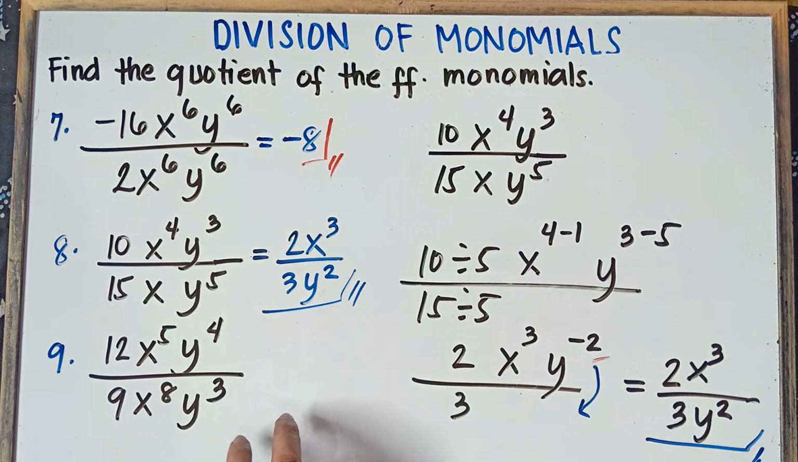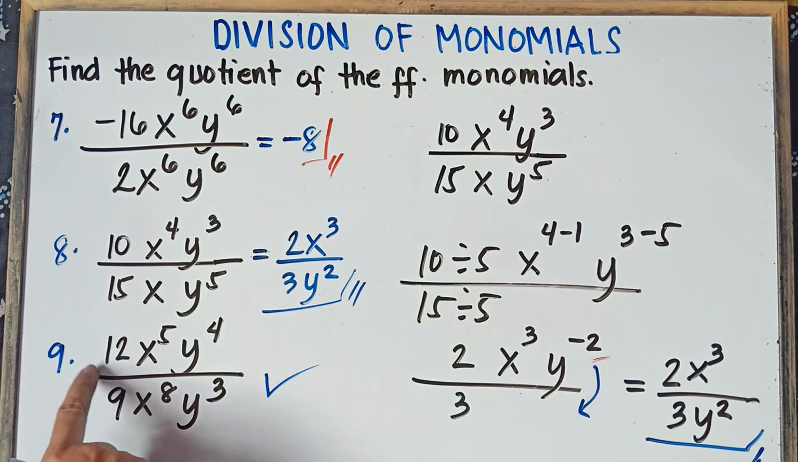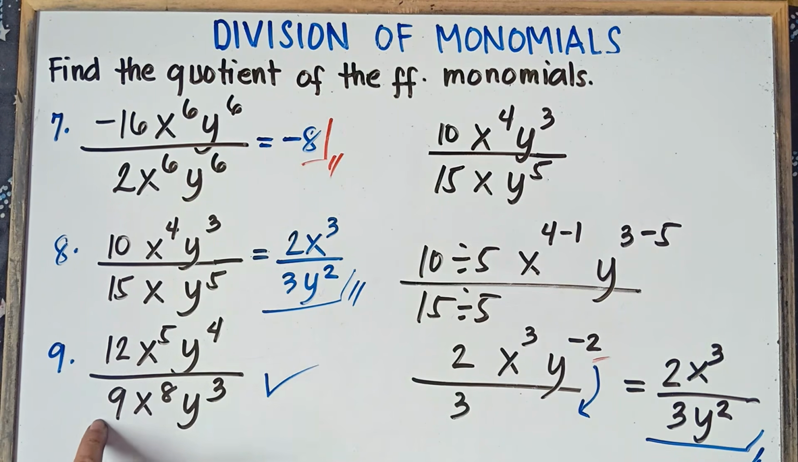So you try this one, class, number 9, and then a while ago, number 4. You try this one, and then you put your answer in the comment section down below. Let me check, class, if you really understand our topic. So same thing with regards to number 9. You cannot divide 12 by 9. You will get a decimal answer. So you find the greatest common factor of 12 and 9.